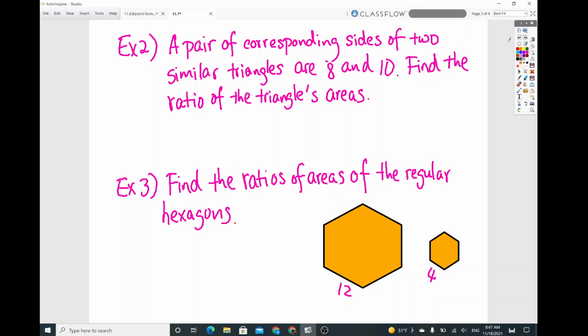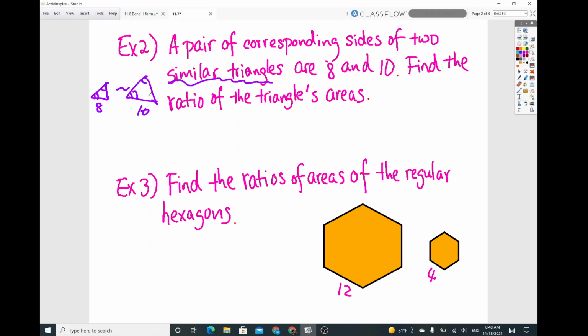Now, what about the triangles or figures that are considered similar? A pair of corresponding sides of two similar triangles are 8 and 10. So the side lengths are: one is 8, the other one is 10. They're similar, and we talked about similarity already. That can be proved by angle-angle, by side-angle-side with proportionality, or by side-side-side with all three sides proportional.